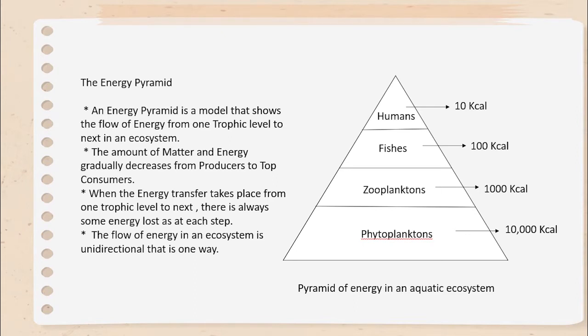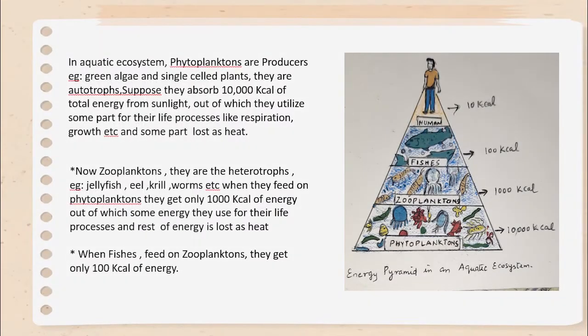Students, when you observe the figure of the pyramid of energy in an aquatic ecosystem, you will see that phytoplanktons are at the base, that is, they are the producers with 10,000 kilocalories of energy, zooplanktons with 1000 kilocalories, fishes with 100 kilocalories, and finally the top consumers, humans, with 10 kilocalories of energy. So you notice that only 10% of energy is transferred from one trophic level to the next. Now students, let us try to understand how the energy transfer takes place in the case of an aquatic ecosystem.